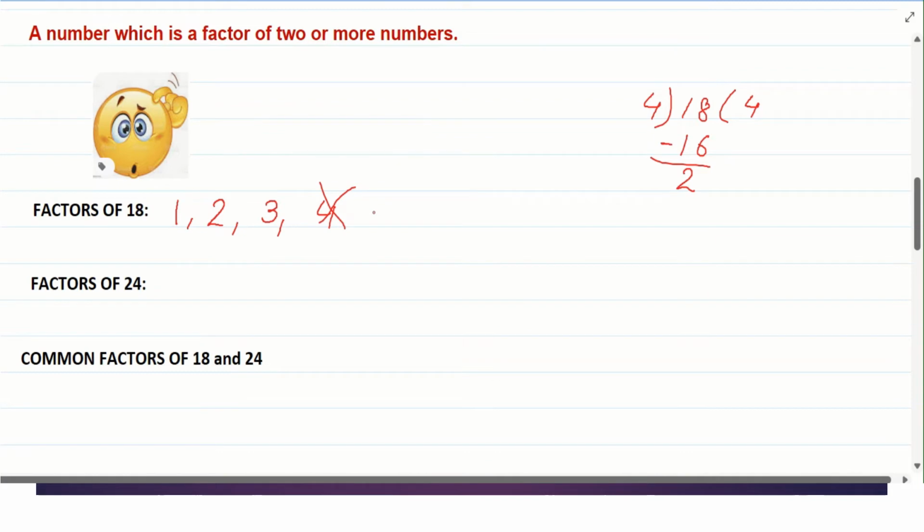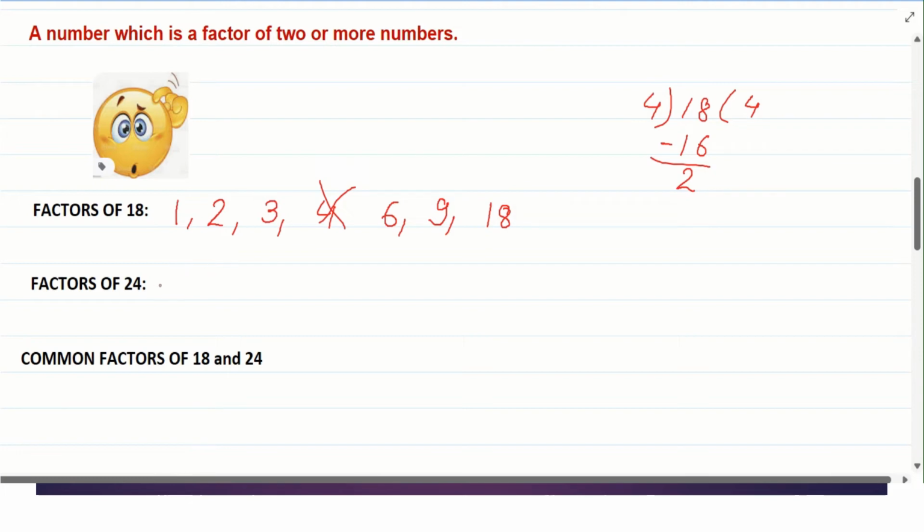Then what is the next factor? Is 5 a factor of 18? Of course not. 6? Of course, because when 6 divides 18, the remainder is 0. So 6 is also a factor of 18. Then what is the next? The next one is 9 and then 18. So we have found the factors of 18.